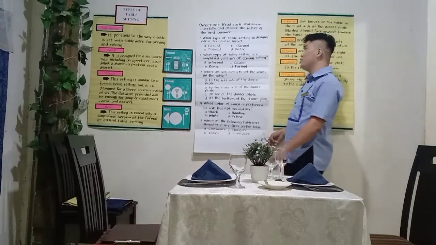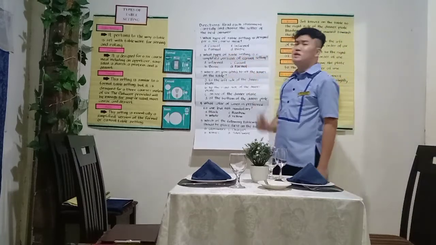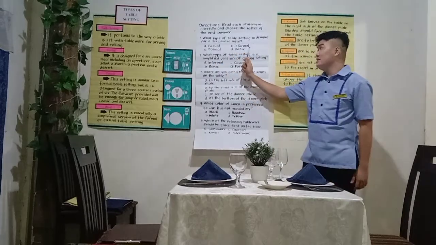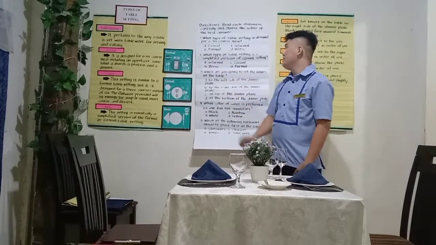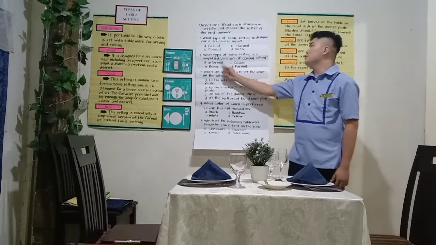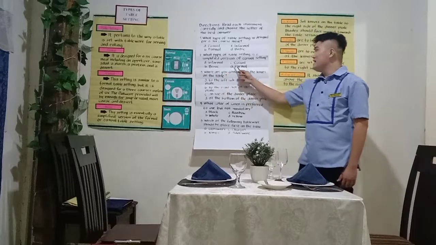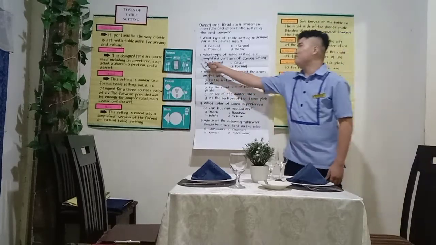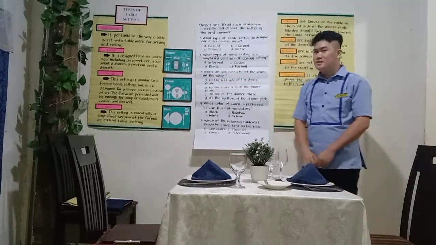Okay, let's check. Number one, what type of table setting is designed for a 6-course meal? A. Casual. B. Formal. C. Informal. D. Basic. The correct answer is formal, letter B. Number two, what type of table setting is a simplified version of casual setting? A. Informal. B. Basic. C. Casual. D. Formal. A simplified version, it is a basic table setting.